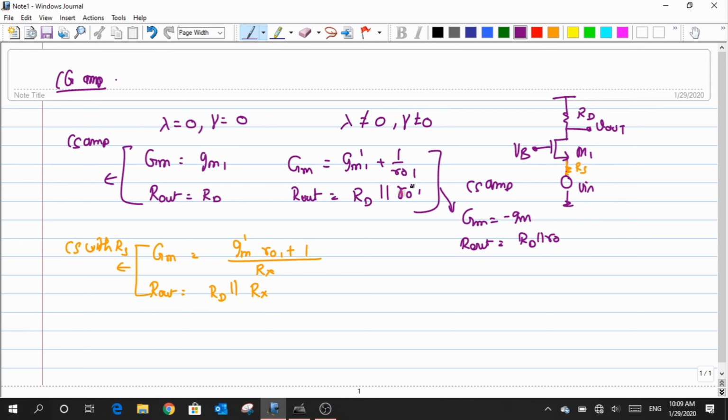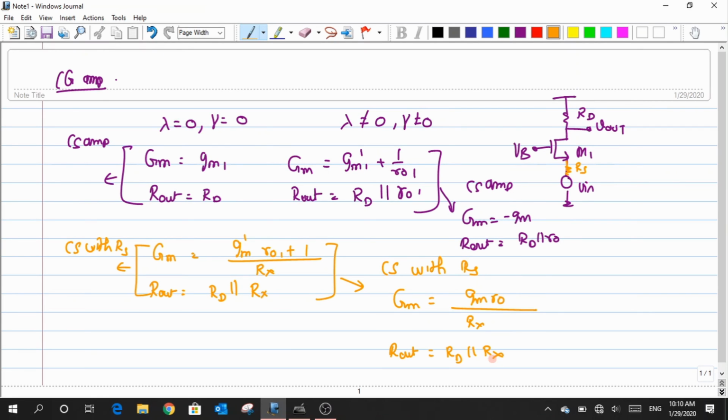And when I compare this with source degeneration, then my GM has a certain small difference in it. So what was that? We had something like GM at the top, R0. I guess GM R0 divided by Rx is what I would have got. And then the value of Rout is the same, RD in parallel with Rx. So there is a certain difference that we have across these structures.